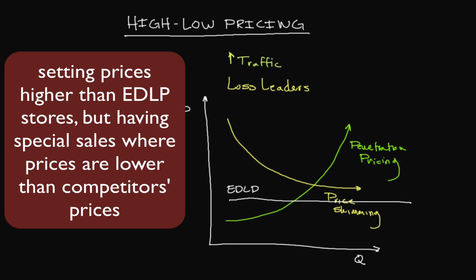With high-low pricing, what we're actually doing is we have a normally high price, but then we lower the price point to try and increase the quantity of goods that are actually moved. And this is a very temporary thing, though.